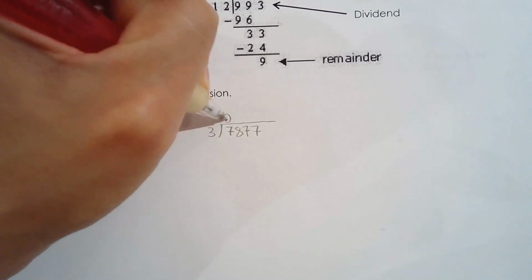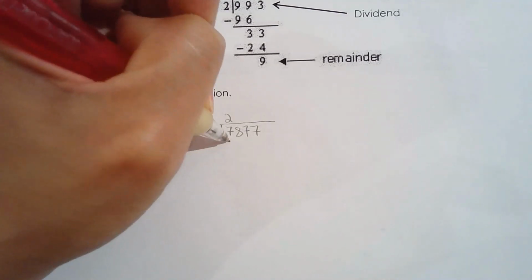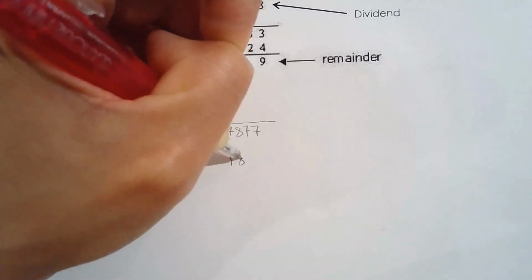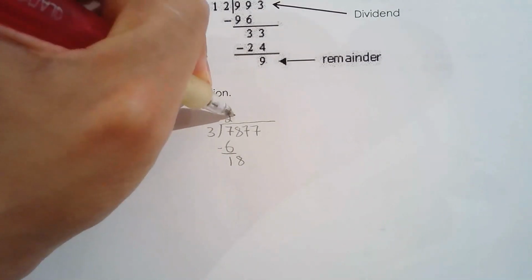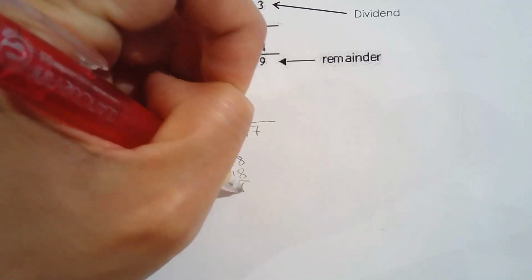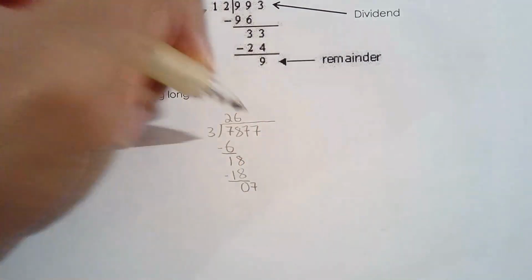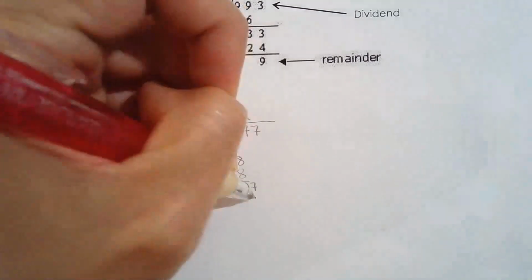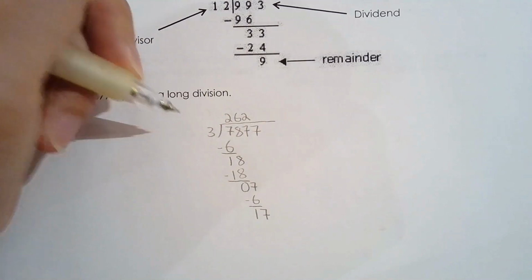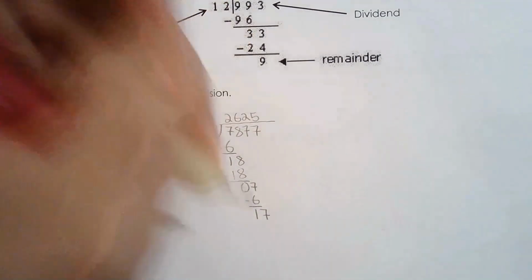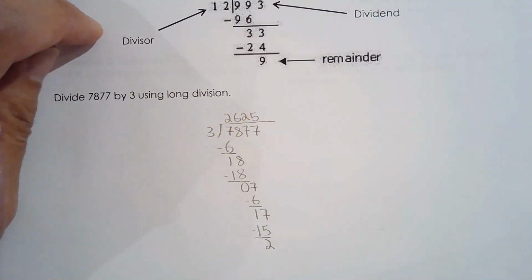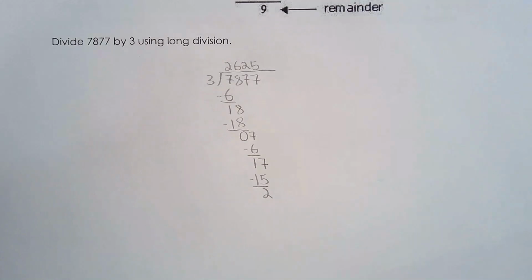And the answer is 2 times. And then 3 times 2, you multiply, you subtract, and you bring down the next place value. So 3 times 6, so we can go into 18 6 times, subtract, bring down the next number, 7. How many times can 3 go into 7? The answer is 2 times, subtract, bring down the next value, and then 3 can go into 17 5 times, subtract.